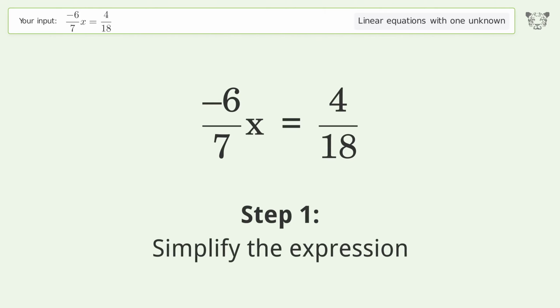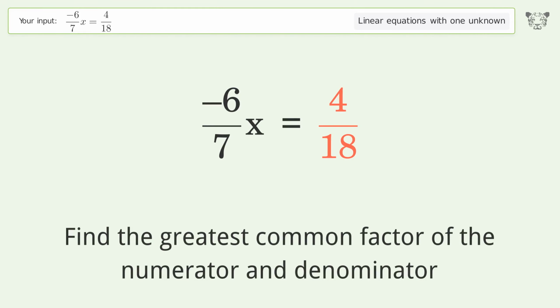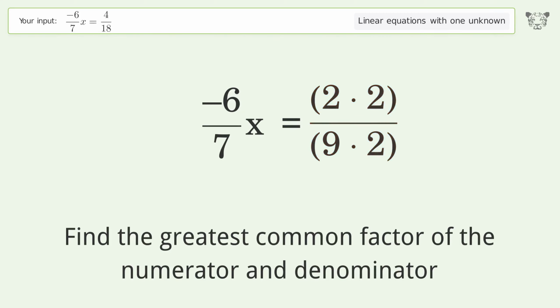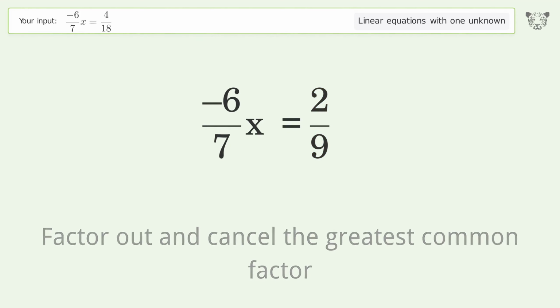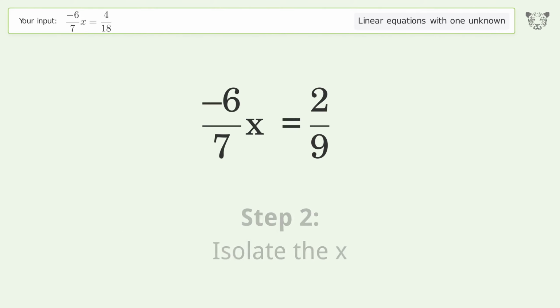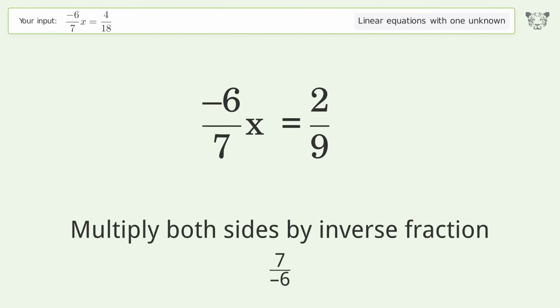Simplify the expression. Find the greatest common factor of the numerator and denominator. Factor out and cancel the greatest common factor. Isolate the x. Multiply both sides by inverse fraction 7/6.